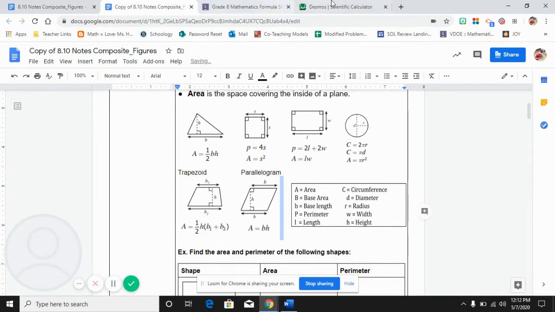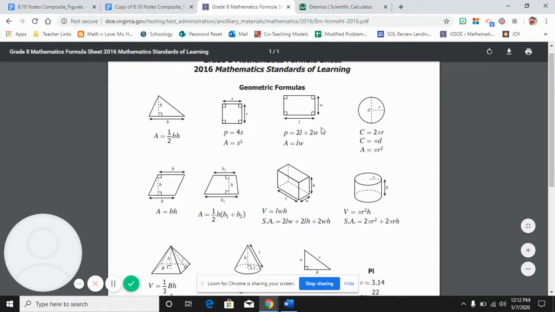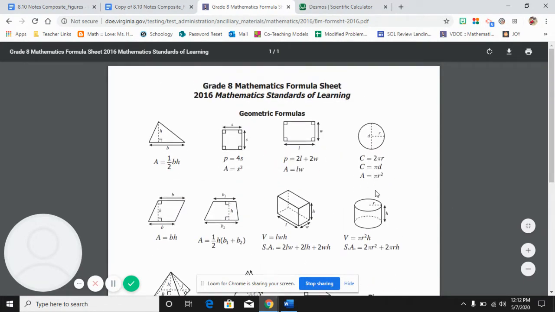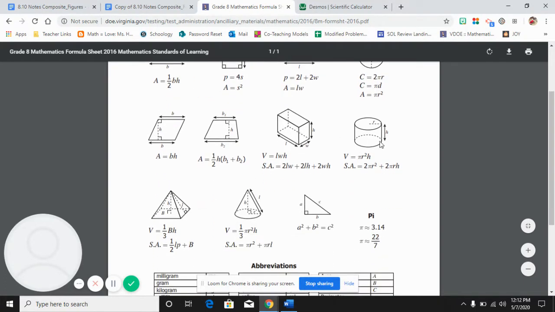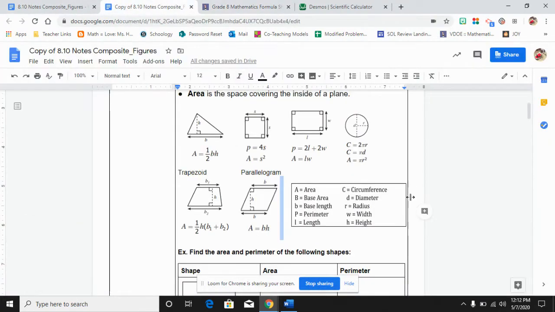Okay, so you will be using a formula sheet. This is what you would see on the SOL test. It's what we'll use in class, and it has all of these formulas. I just included the most basic ones. A lot of stuff on the formula sheet, like these 3D figures, you won't need for today, so we're just going to focus on the two-dimensional ones in the notes.